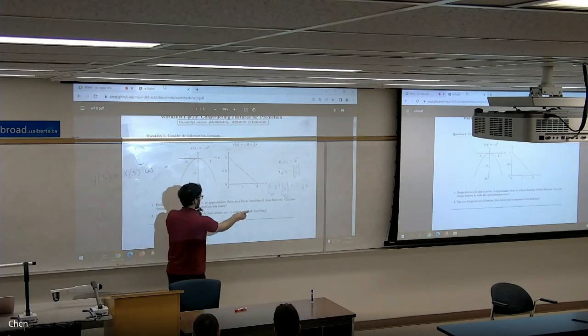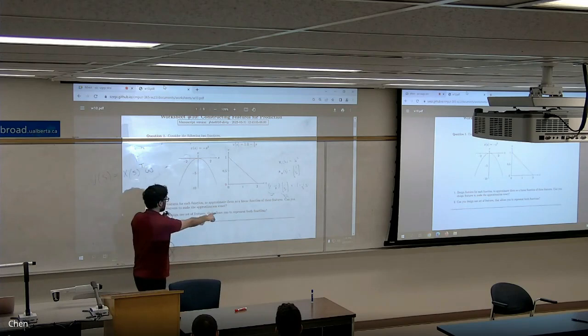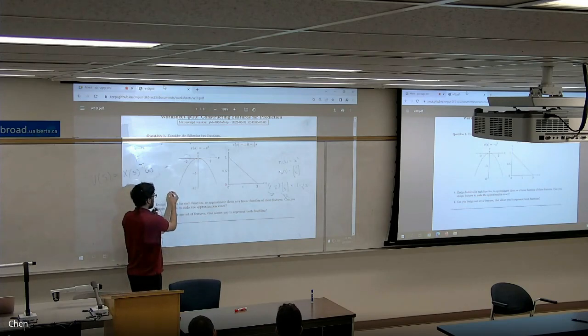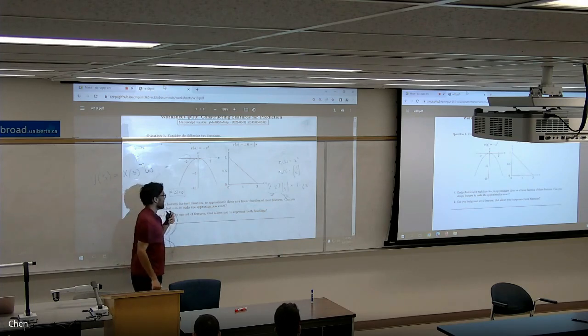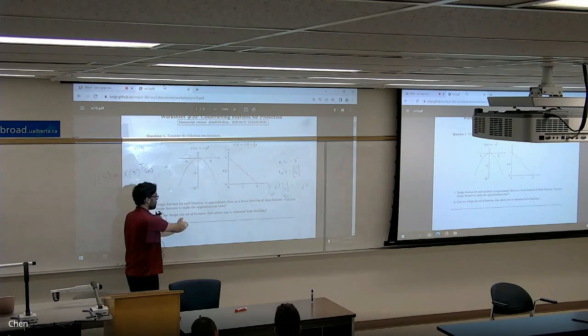Oh, by the way, if we didn't have this, can you make this approximation exact? Then a completely valid answer is this, like x is 0. But you can't make the approximation exact with this. And can you design one set of features that allow you to represent both the functions? Then you can just combine them. So x3 would be 1, s and s squared.